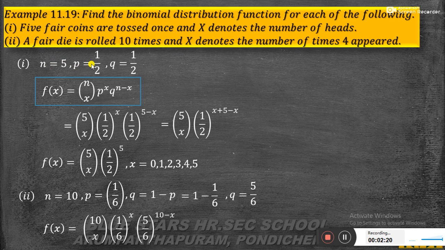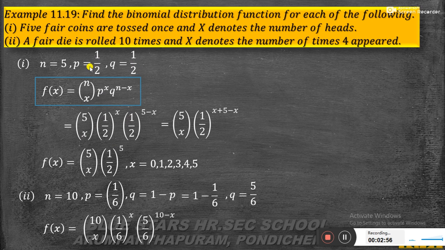Next, here the coin is tossed, so it gets equal probability. That means the probability of success p is 1 by 2, and q represents the probability of failure, which is also 1 by 2. So the binomial distribution formula is f of x equals nCx into p power x, q power n minus x. So here n is 5, p value is 1 by 2, and q value is 1 by 2.